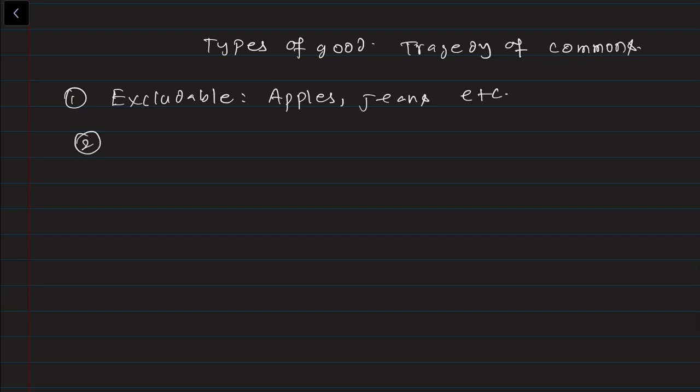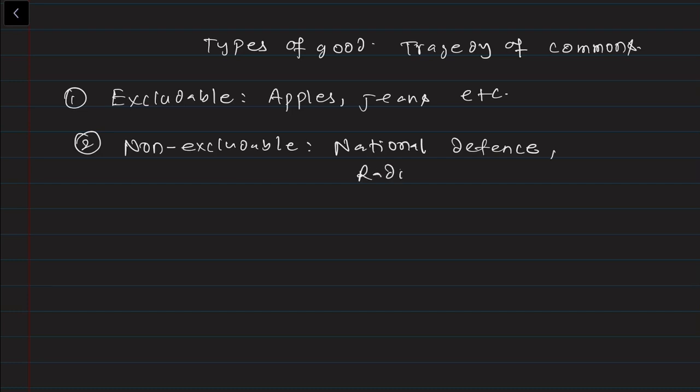The other type of good is non-excludable, which is the opposite of excludable. You can't prevent people from using the good if they don't pay for it. For example, national defense. You can't prevent people from enjoying the benefit of national defense even if they don't pay for it. Other examples could be radio signal, oxygen in the air, open air. So these are a few examples of non-excludable.